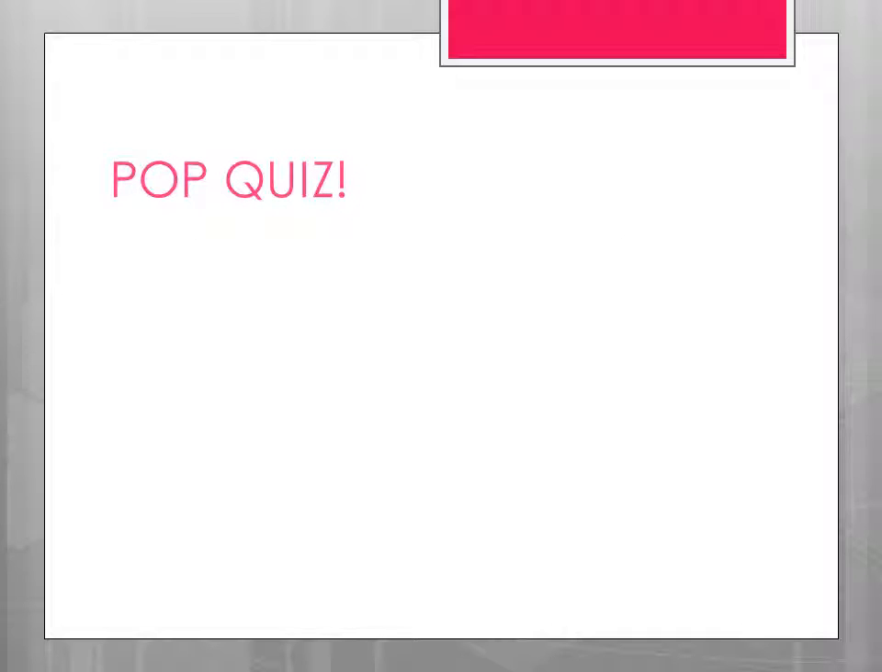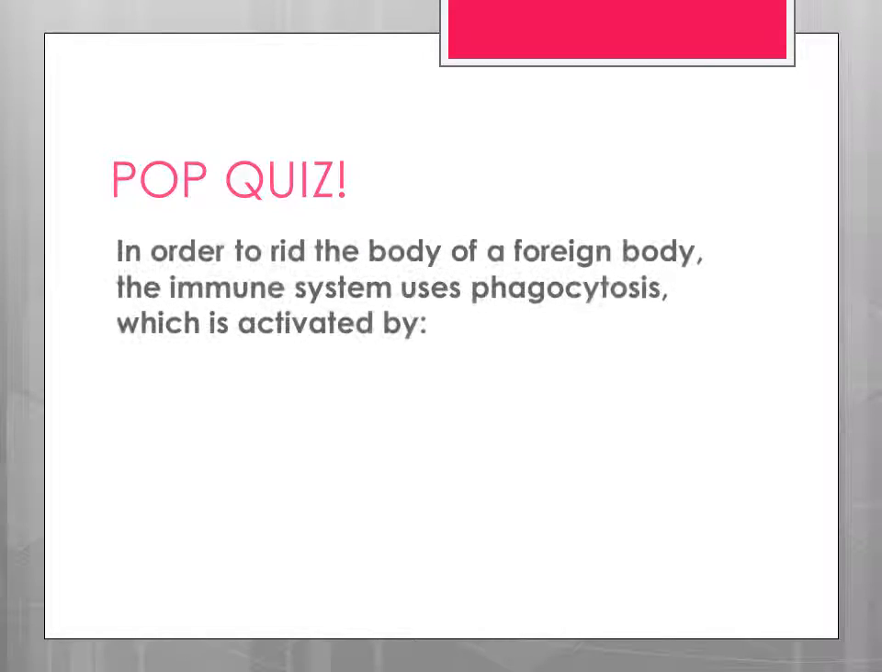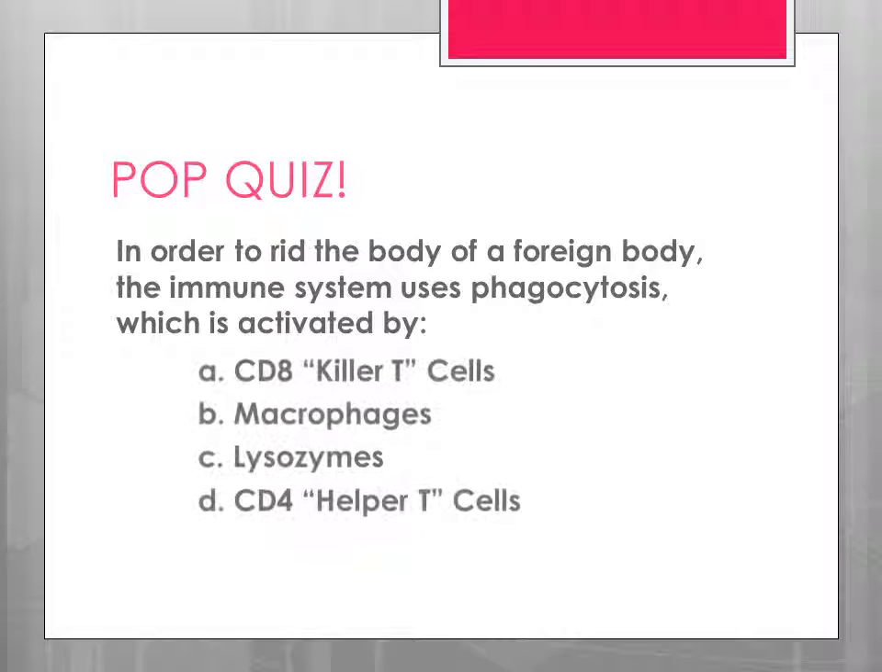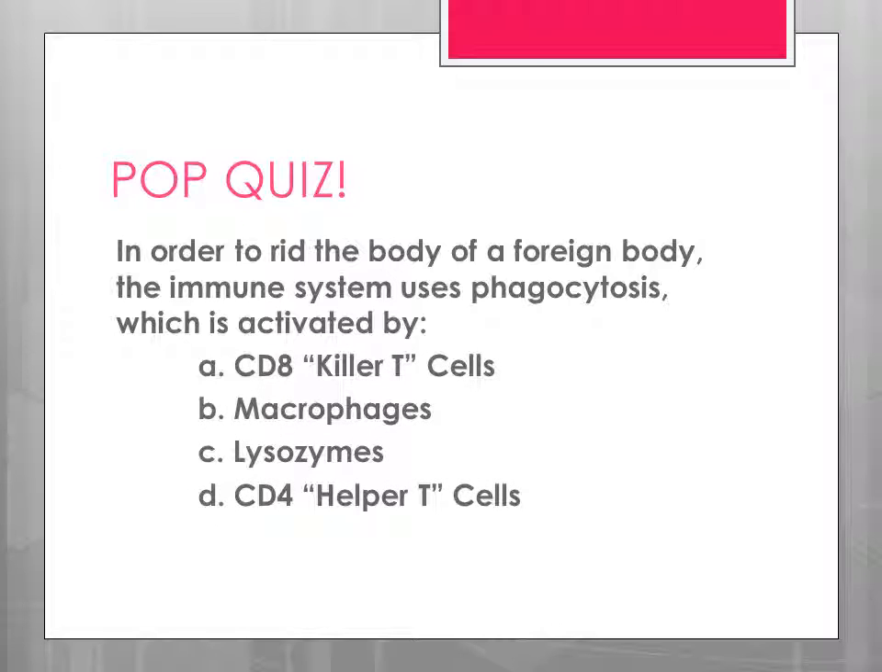So now it's time for a pop quiz. In order to rid the body of a foreign body, the immune system uses phagocytosis, which is activated by which of the following? If you want to go ahead and pause the video right here, you can pause it, answer it on your own, and then you can play it so that I can reveal the answer to you. So if you're going to pause the video, go right ahead.